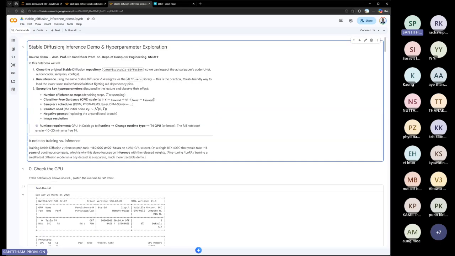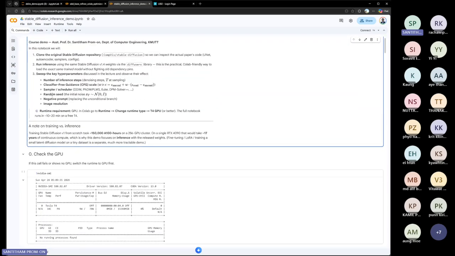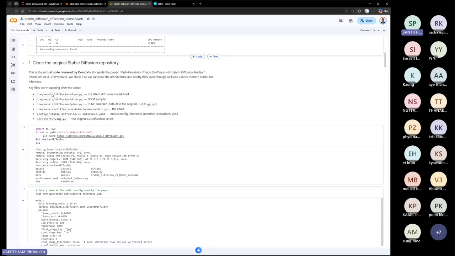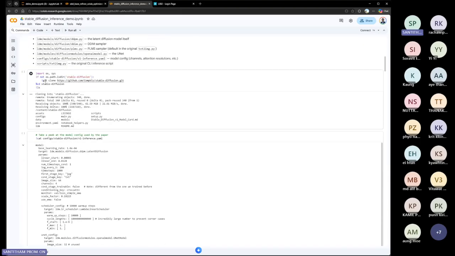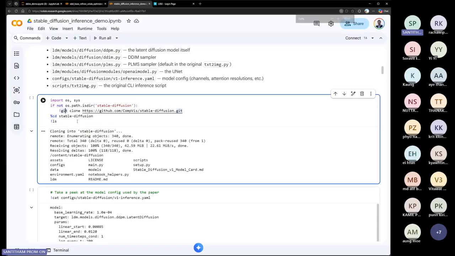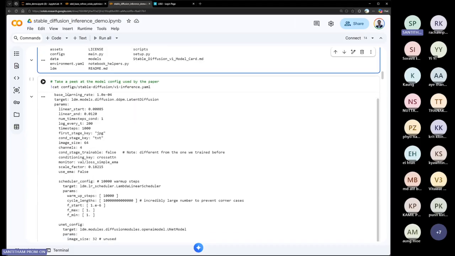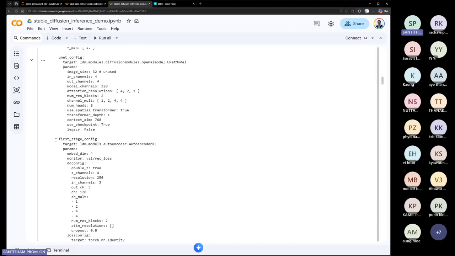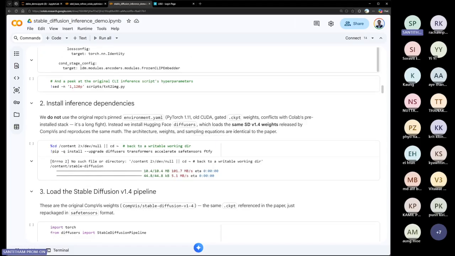This is Stable Diffusion and exploring the hyperparameters of Stable Diffusion. Okay, I cloned the data from GitHub, the ConViT Stable Diffusion repo. Clone it down. These are the original configuration. Install inference dependencies: sync diffusers and transformers, accelerate, safetensors, and ftfy.